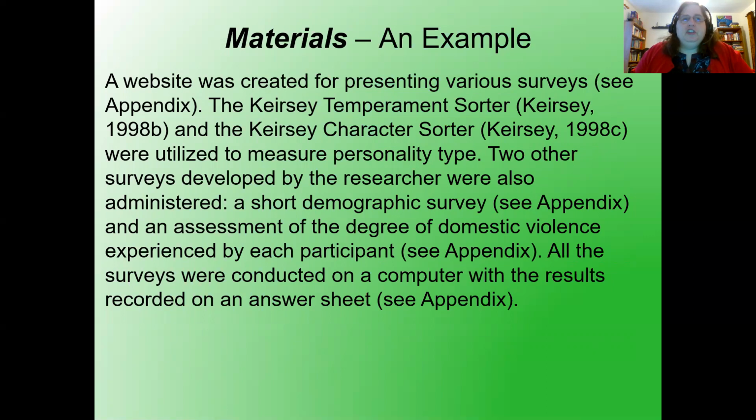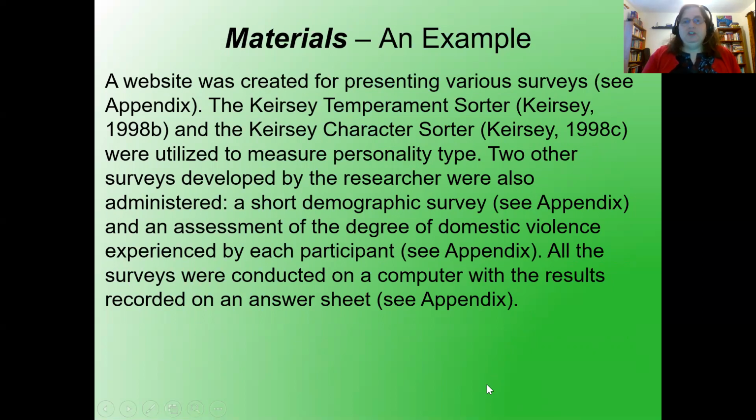So here it's just the Keirsey temperament sorter and the Keirsey character sorter that we want to make sure we cite. Those were not created by the researcher. Those were already existing measurements. The rest we don't have to cite because they're created by the researcher themselves.